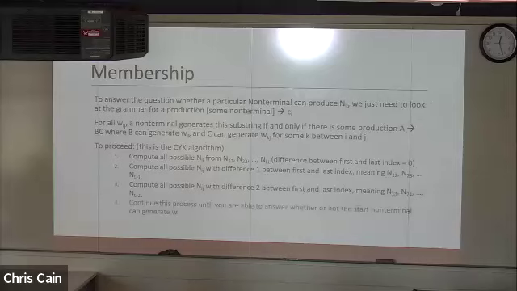We continue this process until we terminate when we're looking at the entire string. Is the start non-terminal in that set? If it is, then the grammar can generate that string. If it is not, the grammar cannot generate that string.